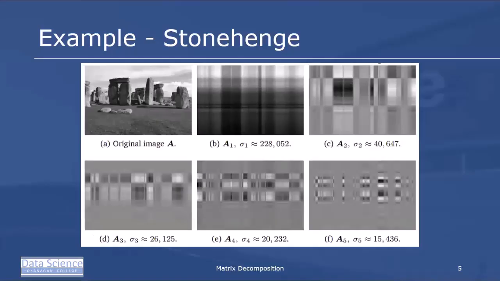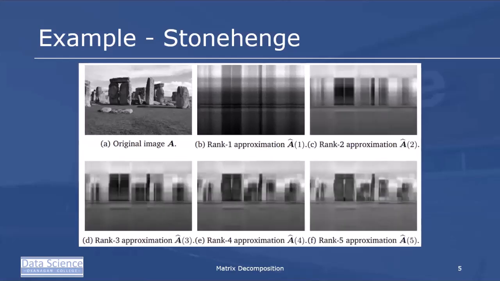Here we see a low-rank approximation where the original image was Stonehenge. The original photo is a grayscale image that's 1432 by 1910. It has values of 0 equal black and 1 equals white. Frames B through F are the rank 1 matrices A1 through A5, and their corresponding singular values, sigma 1 through sigma 5, are given below. The grid-like structure of each rank 1 matrix is imposed by the outer product of the left and right singular vectors.